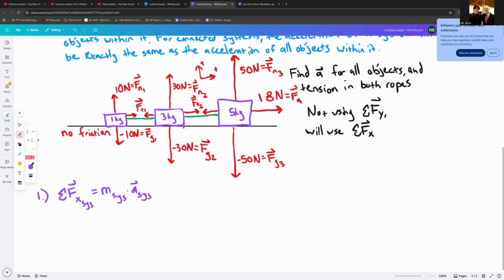So we're going to treat all three of these as one combined object. We're just saying, here's 8 kilograms of total mass. We are going to be pulling it across the floor with an 18 Newton applied force. Okay. So when we do this, FT1 and FT2, both of those forces of tension, are internal to the system.